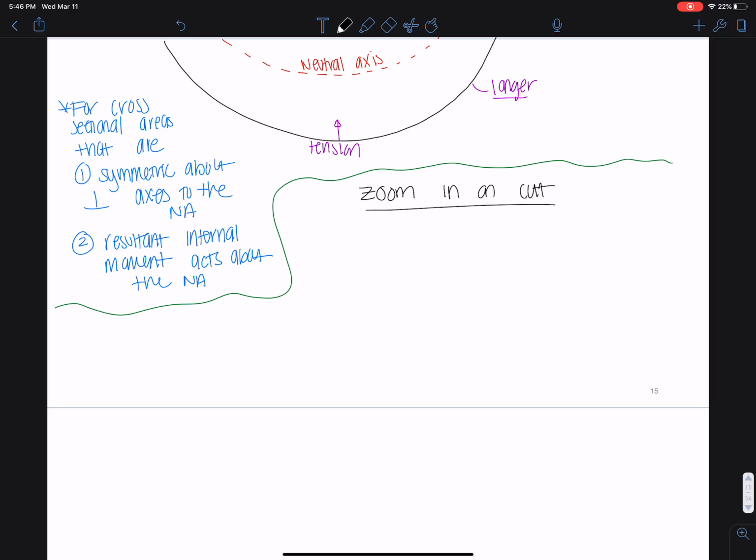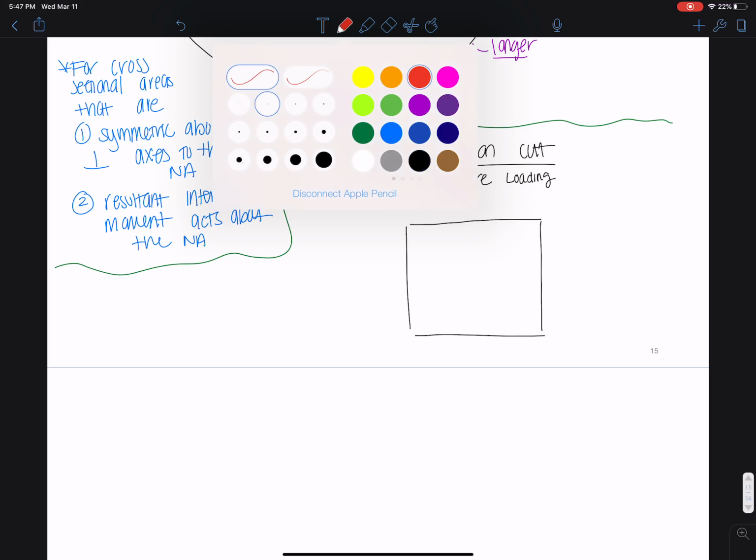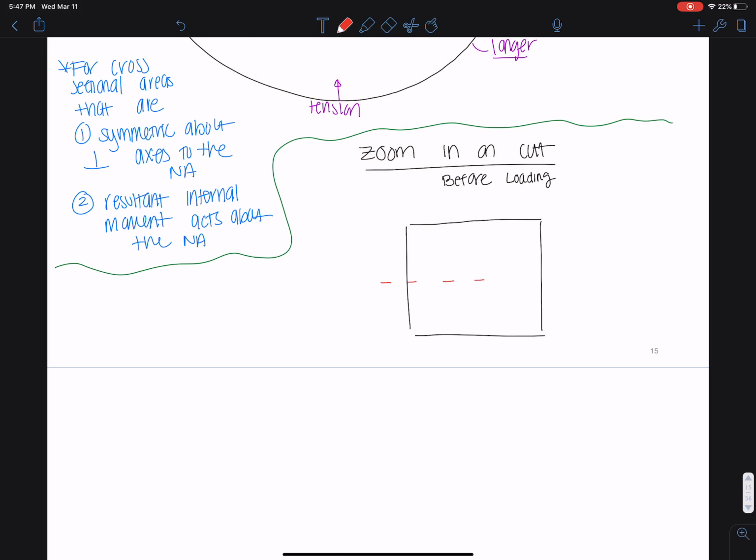Okay, so what happens when we zoom in on this cut? I'm going to take this to 2D now. Actually, let me draw this a little bit bigger here. This is before loading. You can see nothing has changed. This is the location of our neutral axis. And we'll define this length here as some delta x.